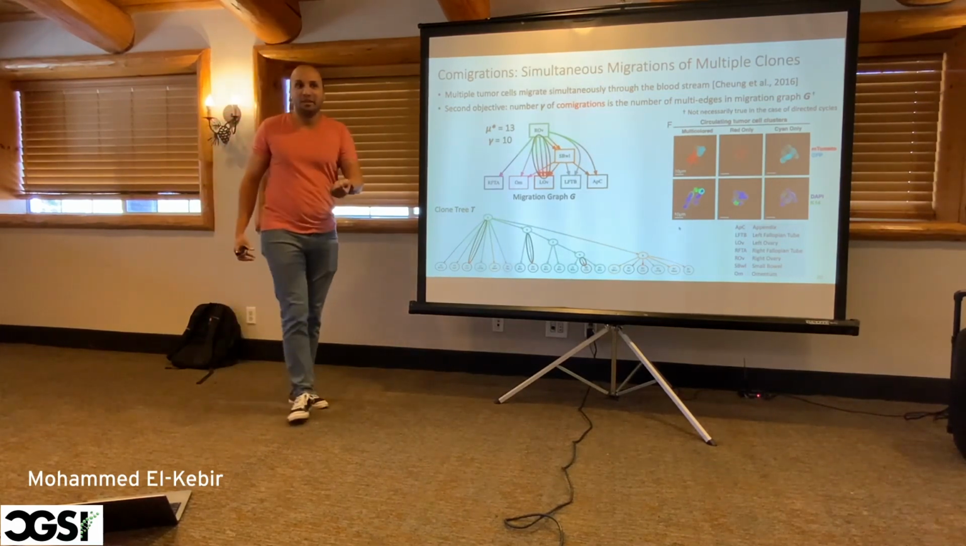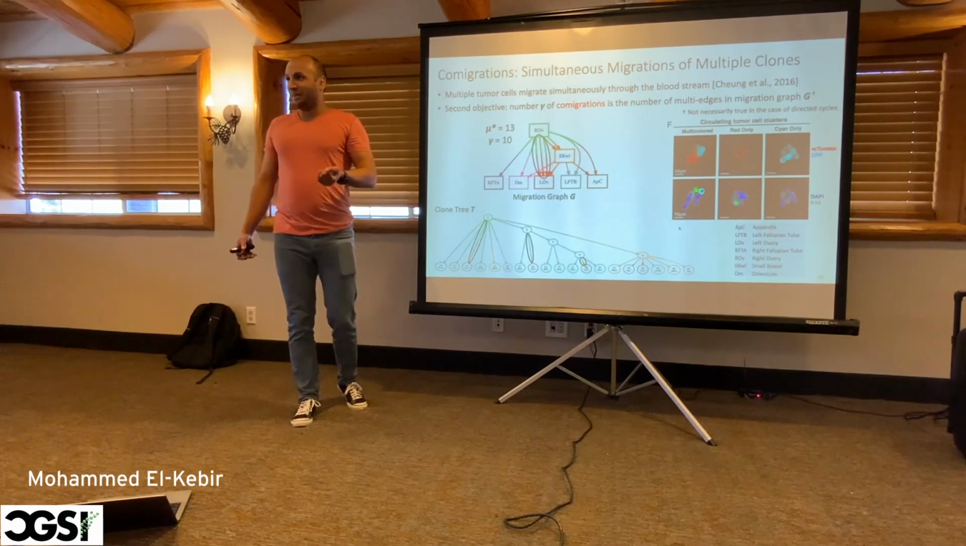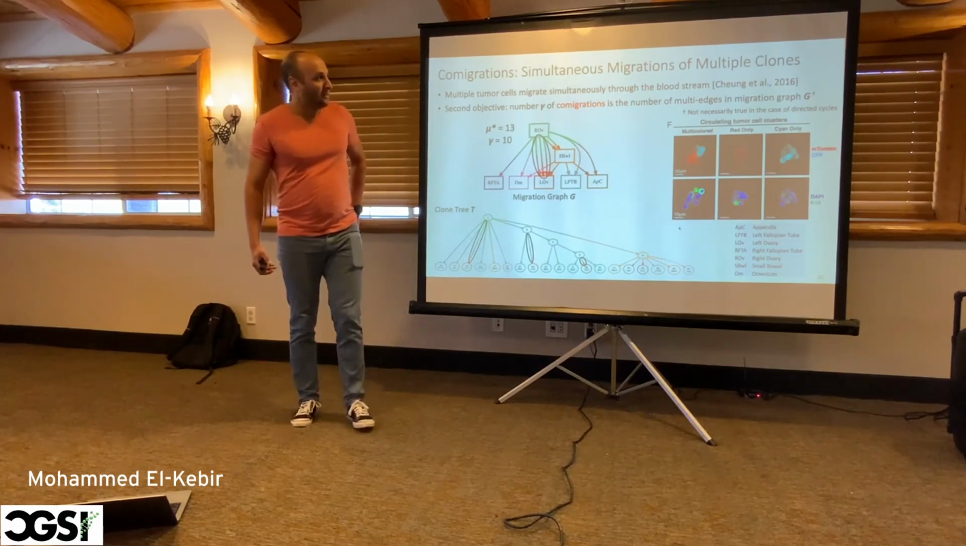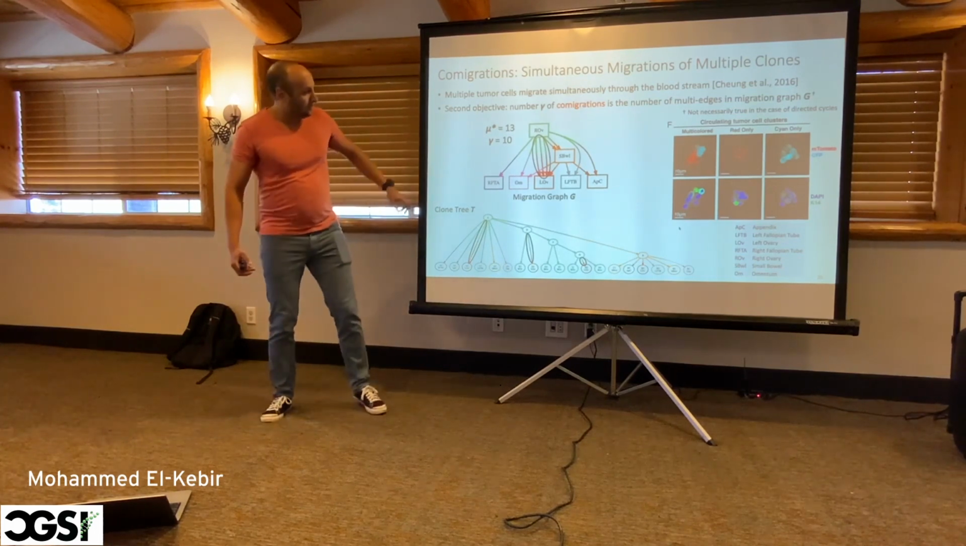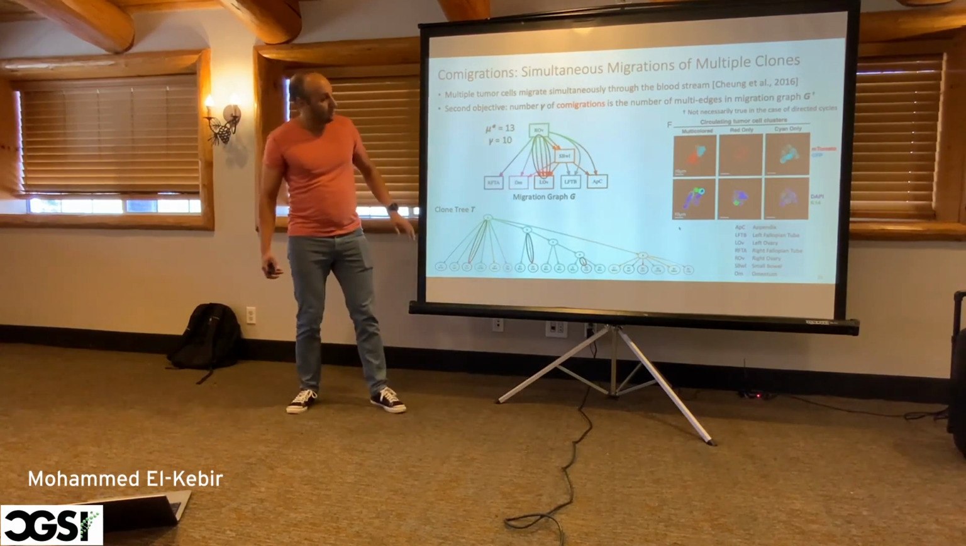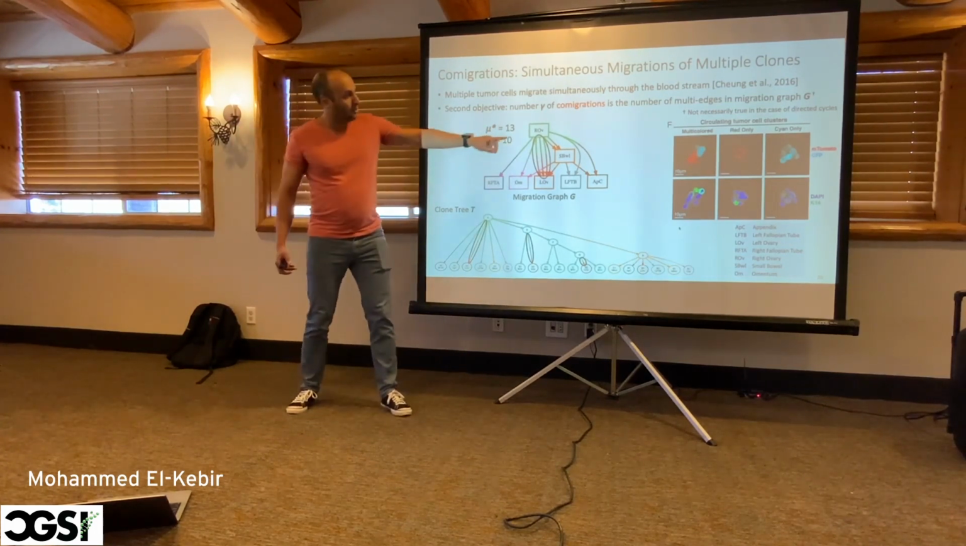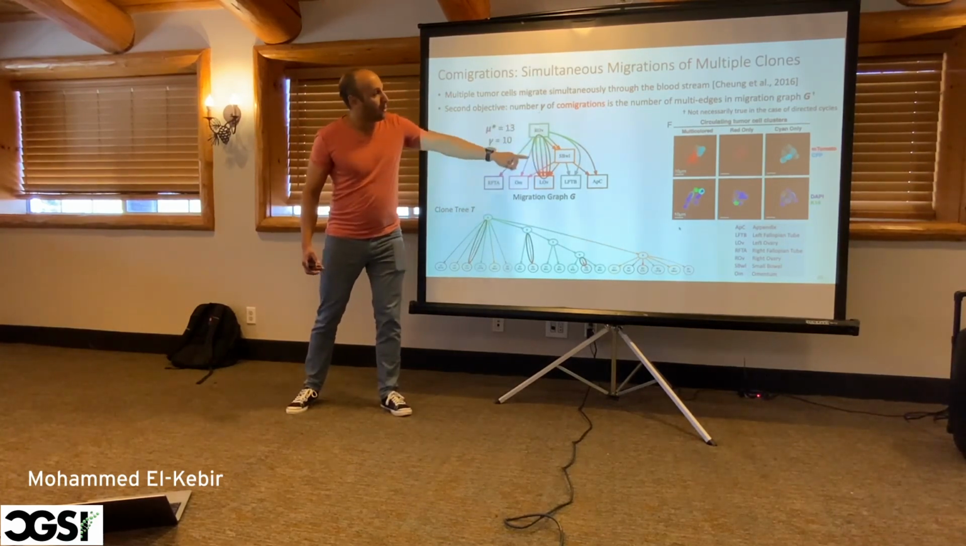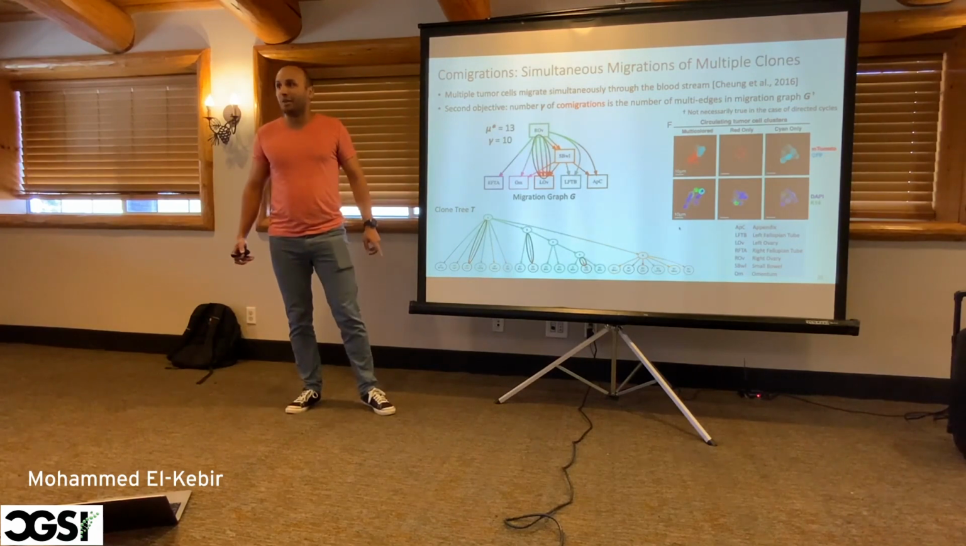So there's this additional criterion, co-migration. There's a second objective, co-migrations. When you look at this migration graph, it's a multigraph, right? So there are multi-edges. So you could think about co-migrations as the number of multi-edges in the migration graph.